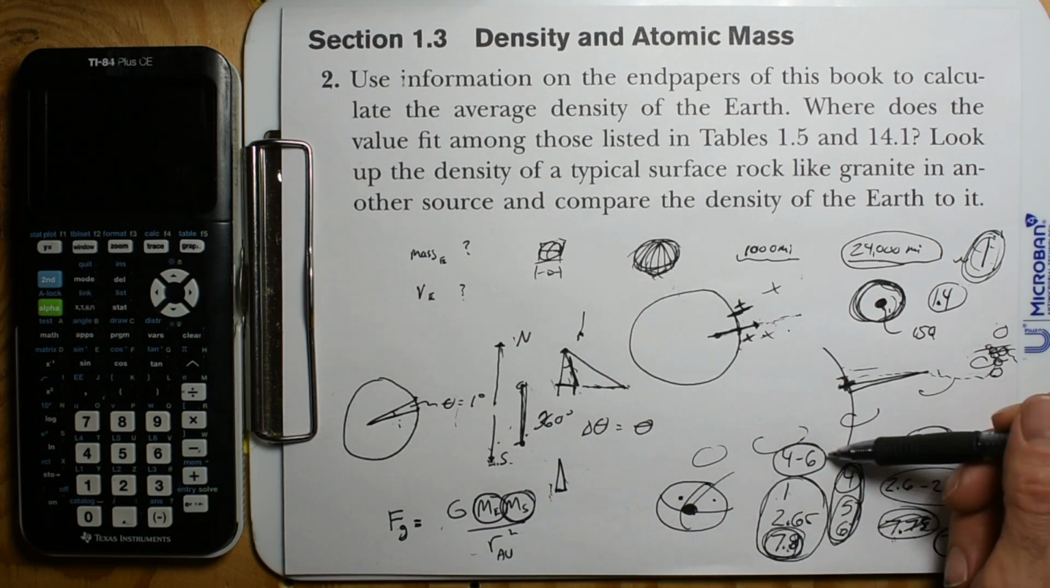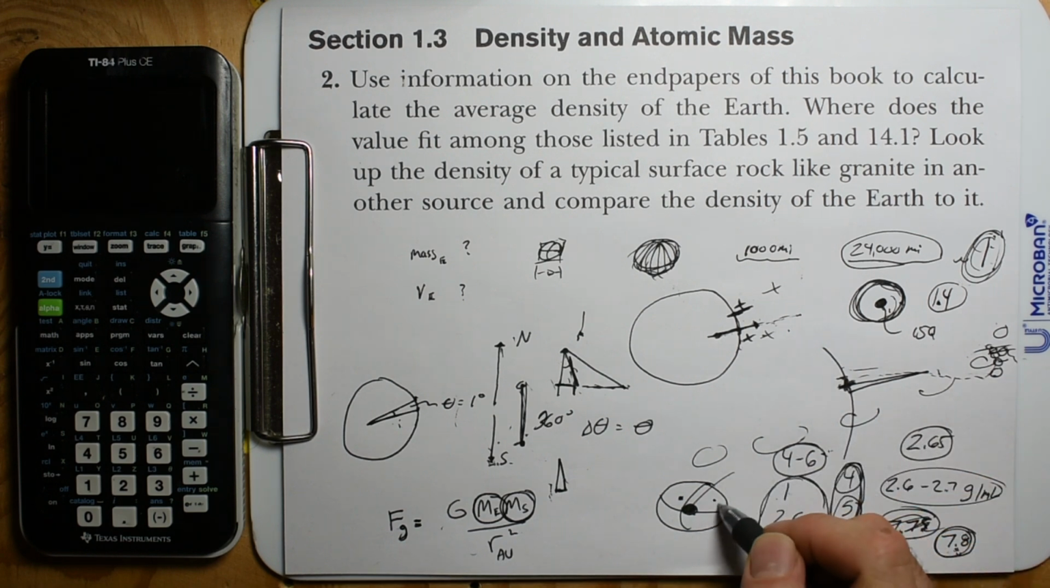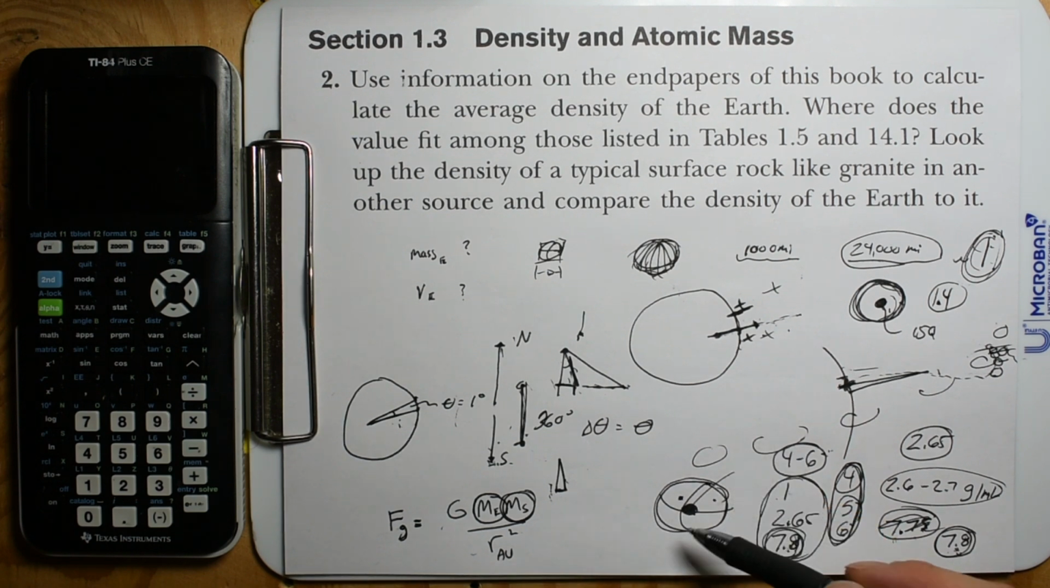And this could be what Einstein did. I mean, obviously, if I was a physicist, I wouldn't know that the center of the Earth is iron.